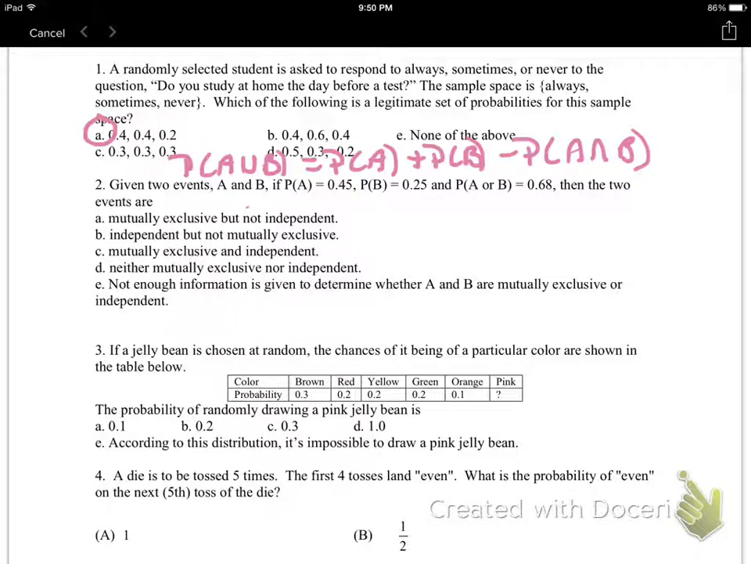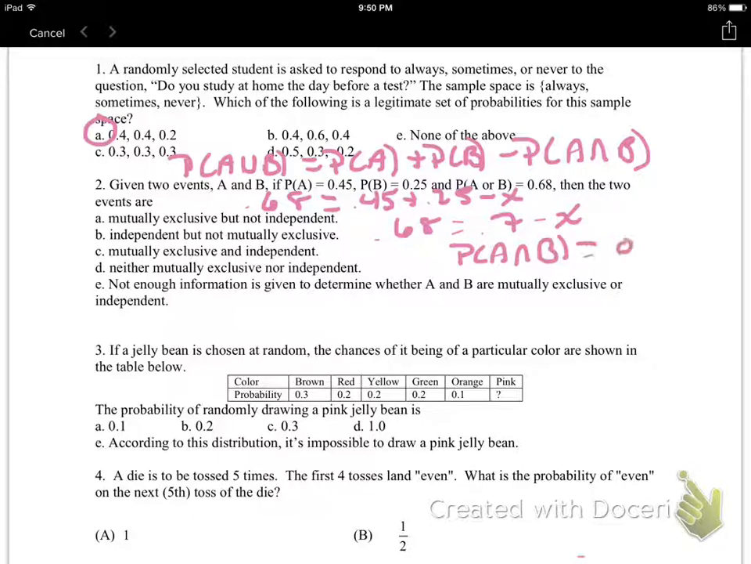Okay, so A or B is 0.68. It's equal to 0.45 plus 0.25 minus x. So 0.68 is equal to... gee, I'm getting tired here, I need my calculator. 0.45 plus 0.25 is 0.7 minus x. So that means that the probability of A and B is equal to 0.02.